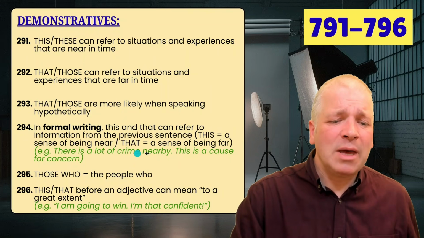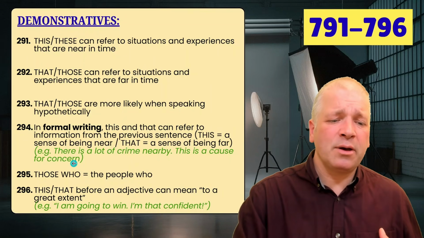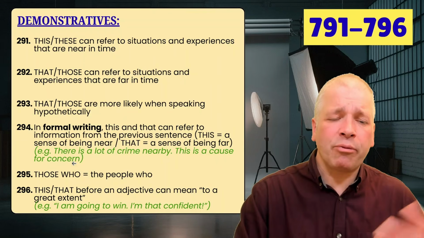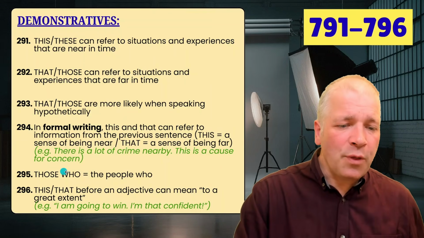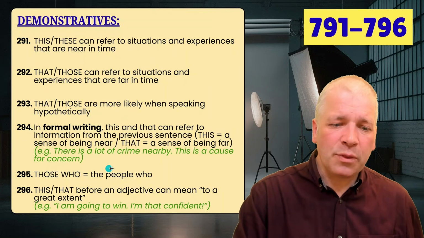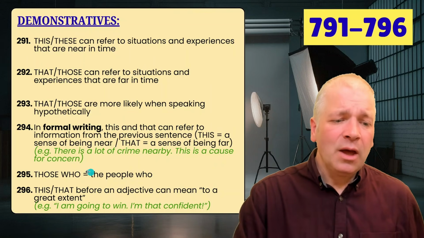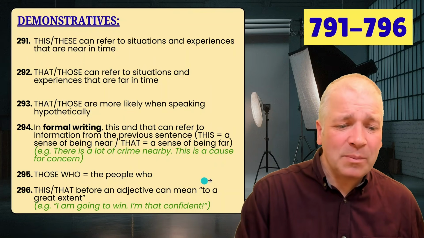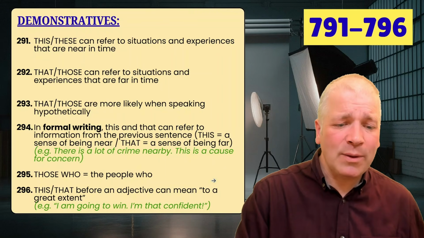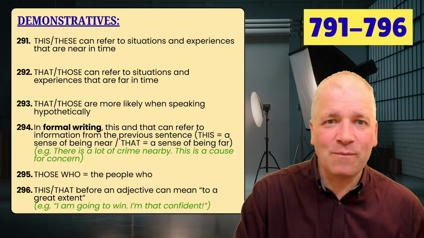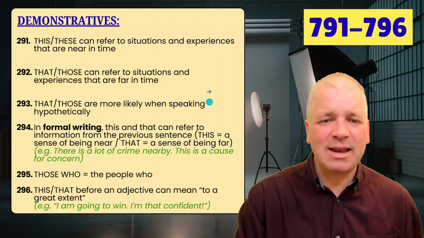There is a lot of crime nearby. This is a cause for concern. So it gives a sense that the problem is near. Those who we use to mean the people who. This, that before an adjective can mean to a great extent. I'm going to win. I'm that confident. I'm confident to a great extent.